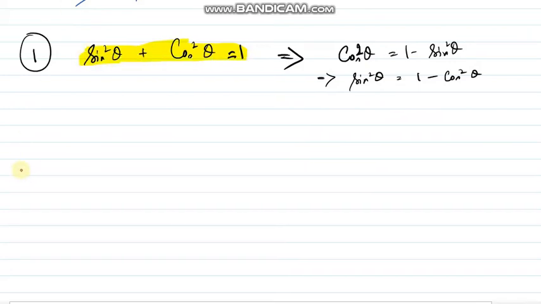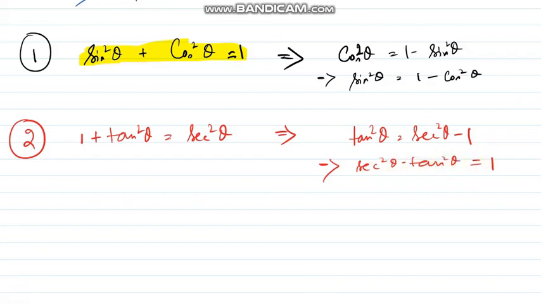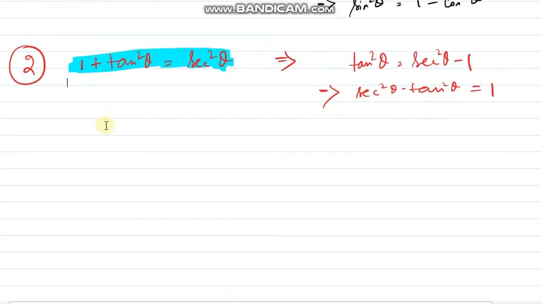Second one, we are going to remember the identity 1 plus tan square theta equals sec square theta. How can I transform this identity? I can write that tan square theta equals sec square theta minus 1. If I take 1 this side and tan square theta this side, can I write sec square theta minus tan square theta equals 1. So if I remember only this identity, we can easily transform these 2, right?